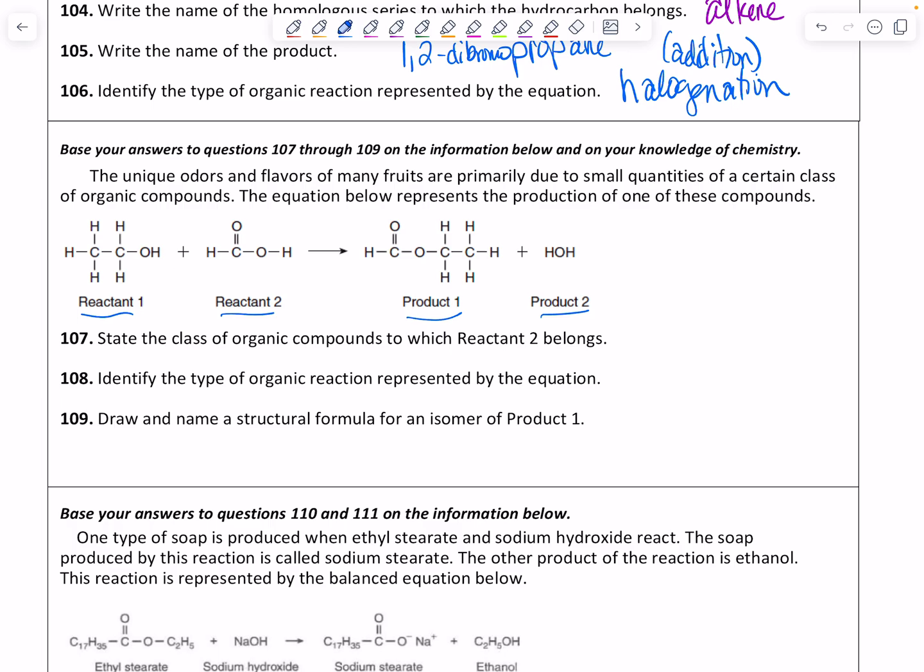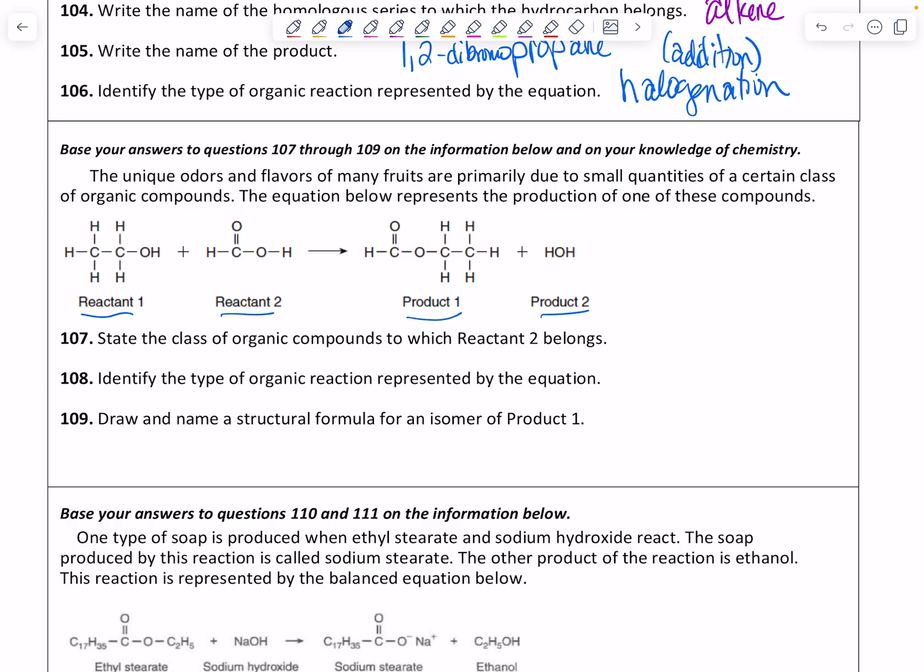So it says state the class of organic compounds to which reaction 2 belongs, and I realized that I just told y'all the wrong one. This is not an ester. It is a carboxylic acid, which is the answer to number 107.